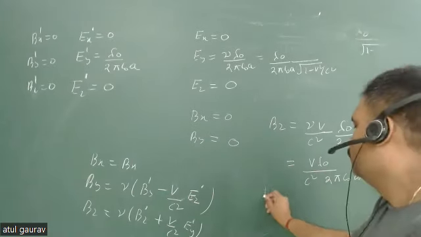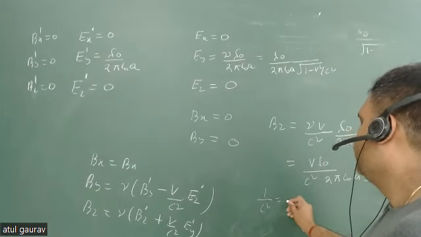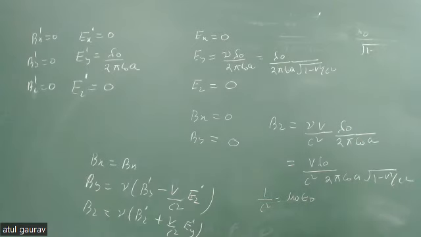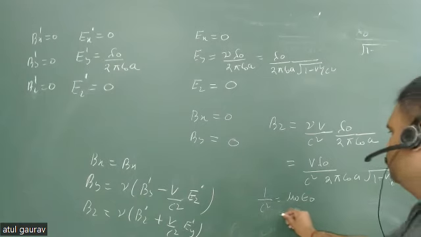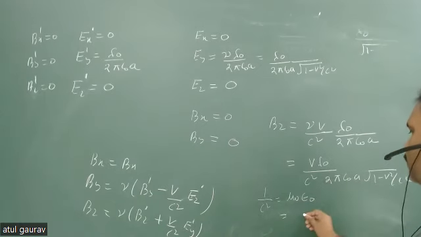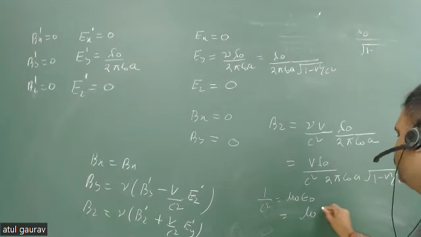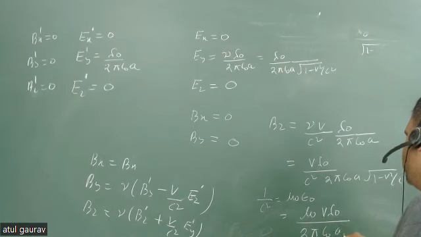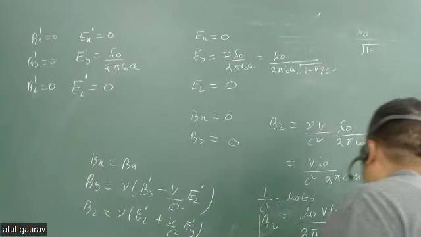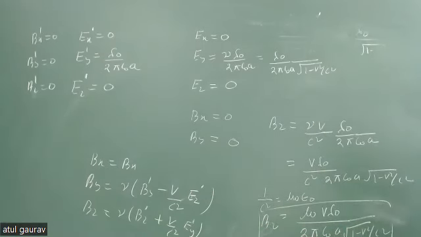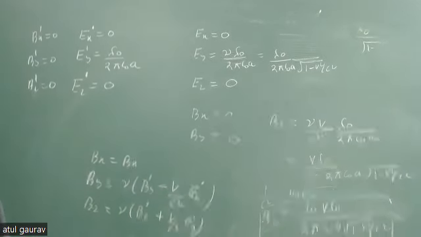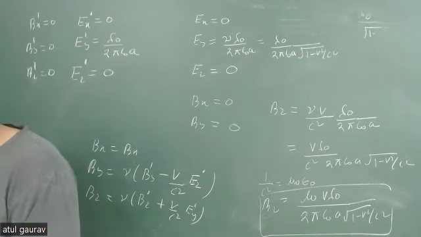And what is your C square? 1 upon C square can be written as mu naught epsilon naught. You know this, right? So this epsilon naught will cancel out. So you have mu naught V lambda naught upon 2 pi a, root under 1 minus V square upon C square, and this is nothing but Bz. Same or different? Just check it. Same or different? See what comes, is it the same or different?